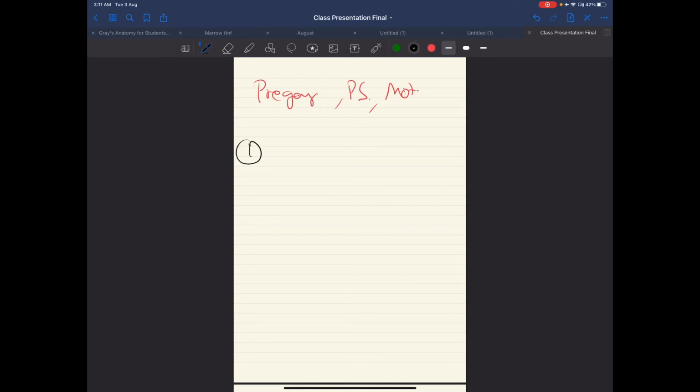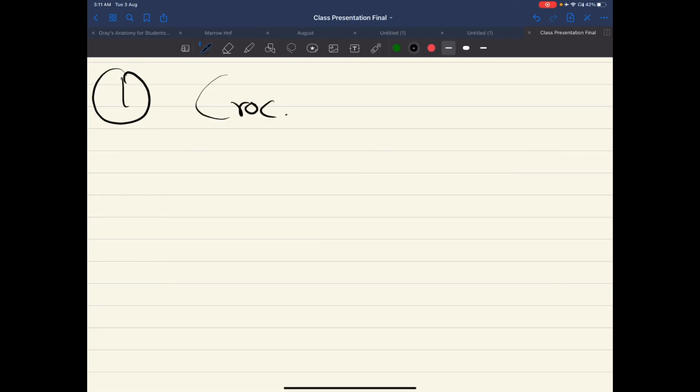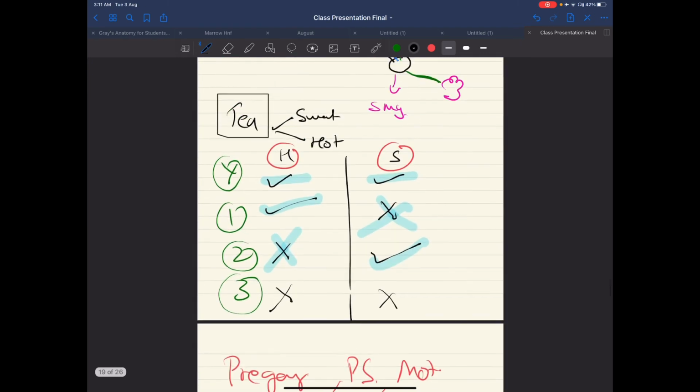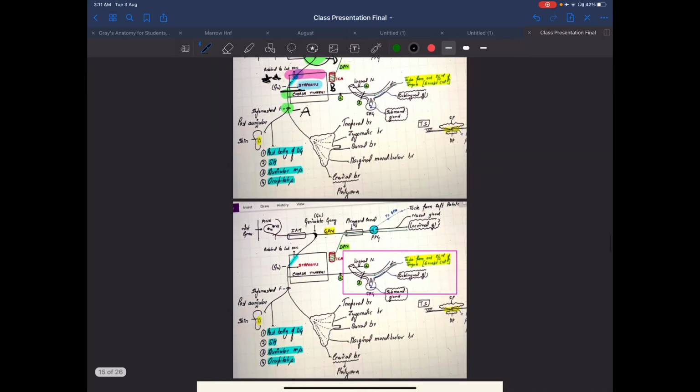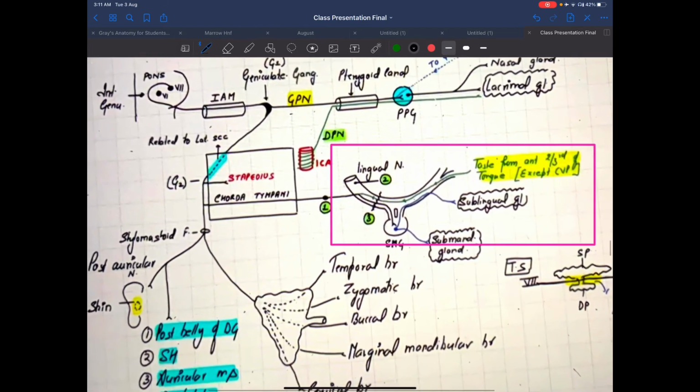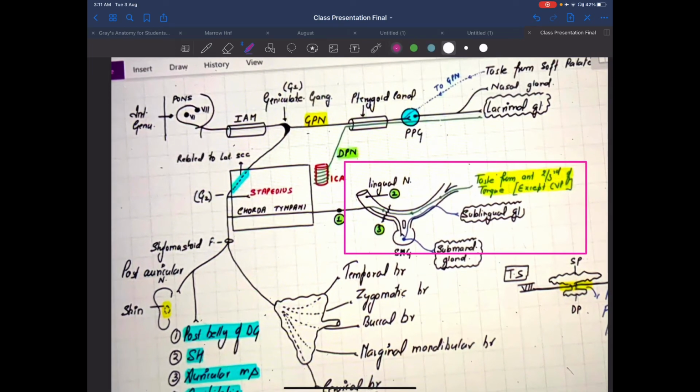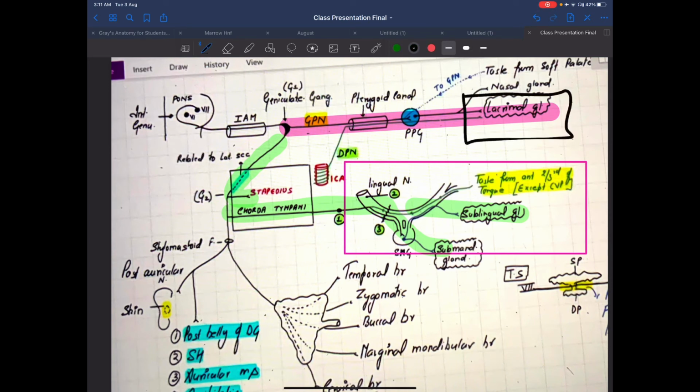Actually, first one is crocodile tear syndrome. I'll just take you up to where the diagram is here. Where is the diagram? Yeah, there it is. So if you look here carefully, this part, and you look here. Okay, what all things I marked? This is the lacrimal gland. This is the sublingual and submandibular gland.